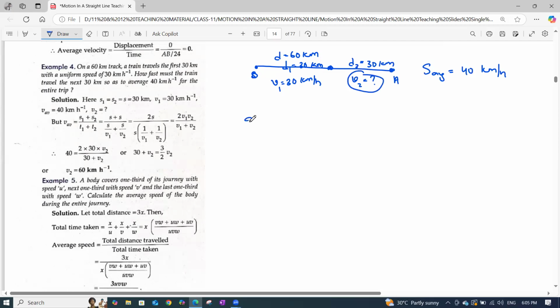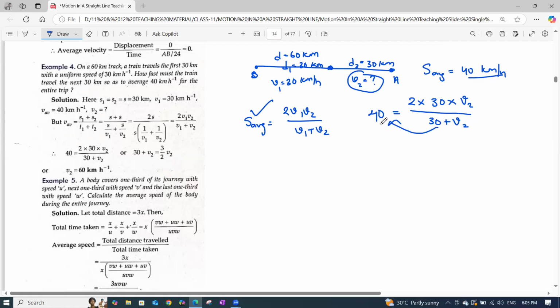How to do it? We know the formula. S average is equal to 2 V1 V2 by V1 plus V2. Now they gave this value of S average, that is 40. So 40 is equal to 2 into V1 value 30 multiplied with V2, which we don't know. Let us mention it as V2 only, upon V1 plus V2. V1 is 30 plus V2. Now send this 30 plus V2 to this side.